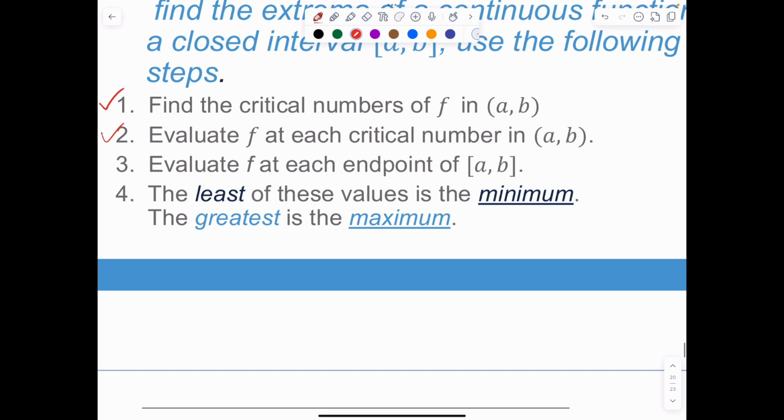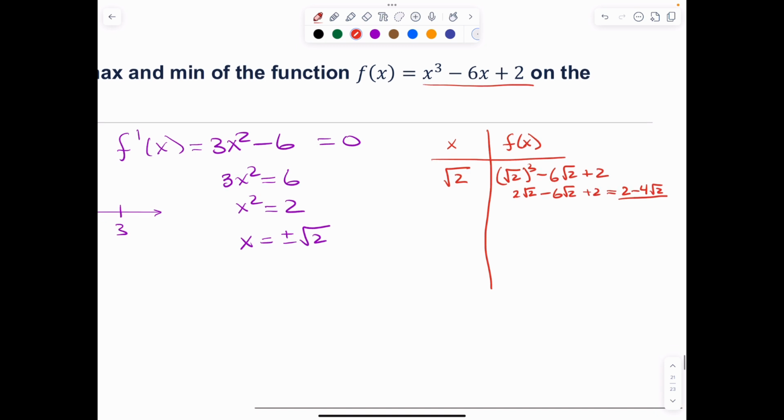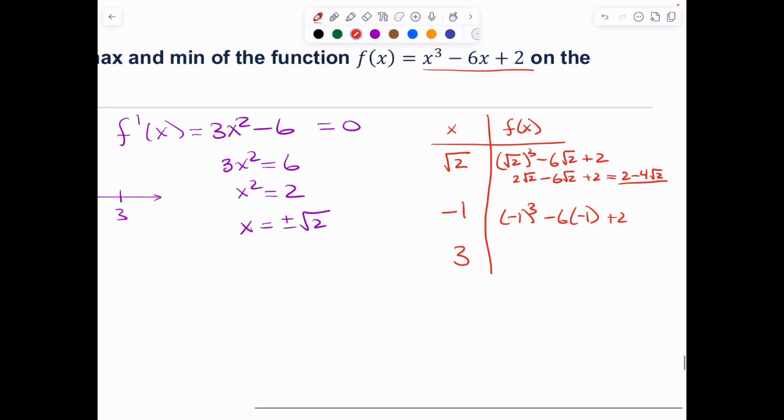Next, we've done that, number 2. Number 3, evaluate f at each endpoint. Okay, so the endpoints, -1 and 3. These are relatively easy usually. So we're just going to plug these in. So this will be -1 cubed. A calculator would make things a lot easier, I realize. There we go. Let's see, I think I can do most of this in my head.